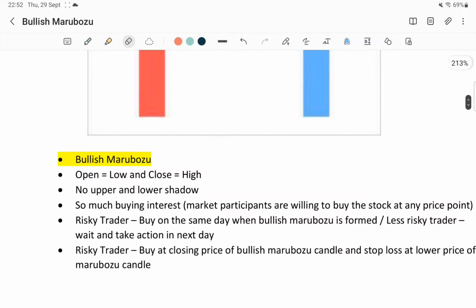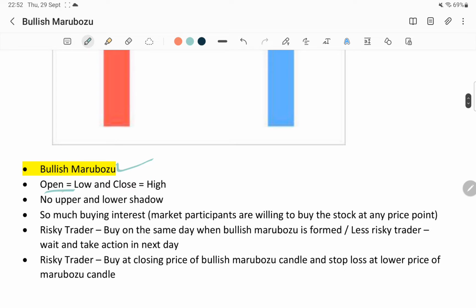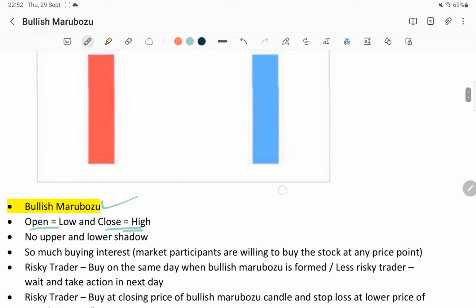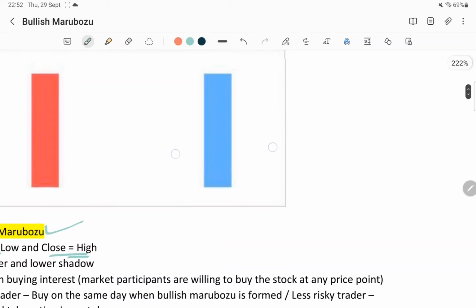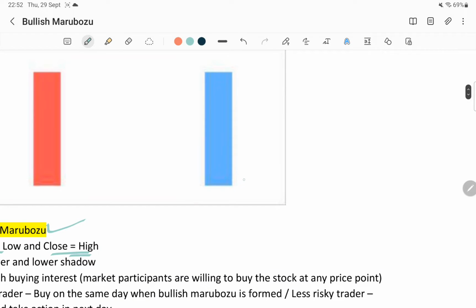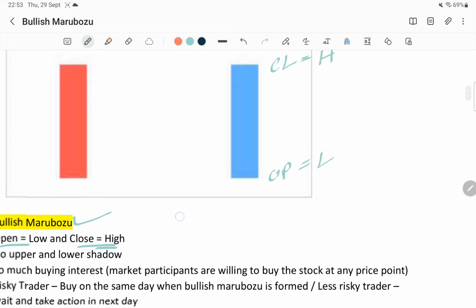The first thing we're going to discuss is the Bullish Marubozu. You can clearly see the Bullish Marubozu. In a Bullish Marubozu, what is happening? The open is equal to low and the close is equal to high. In this case, you can see this is the opening point and this is called the closing point. The opening point you are seeing here is the lower point, and the closing point you are seeing here is the high point. That is what it is explaining here.